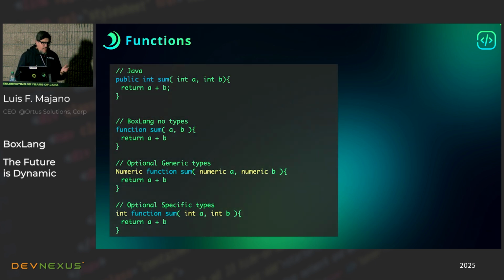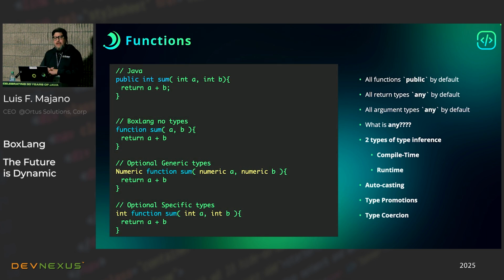Very different. Functions are a little bit different, okay? All functions are public by default. All return types are any by default. All arguments are any by default. And the question is, what is any? Well, any can be anything, okay? It can be either at compile time or it can be inferred at runtime, okay?